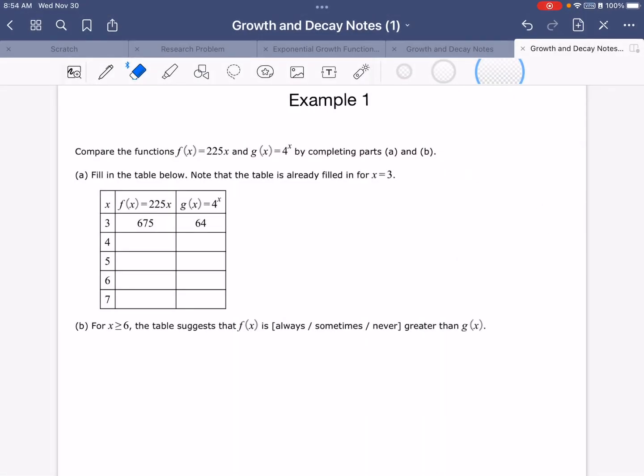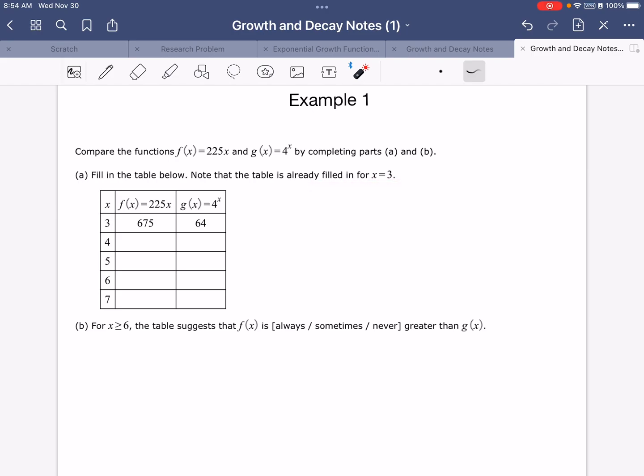All right, so this is our example 1 problem. We're comparing the functions f of x equals 225x and g of x equals 4 raised to the x power. We're going to compare these by completing parts A and B. For part A, we're going to fill in the table below, and it's already completed for us for x equals 3.